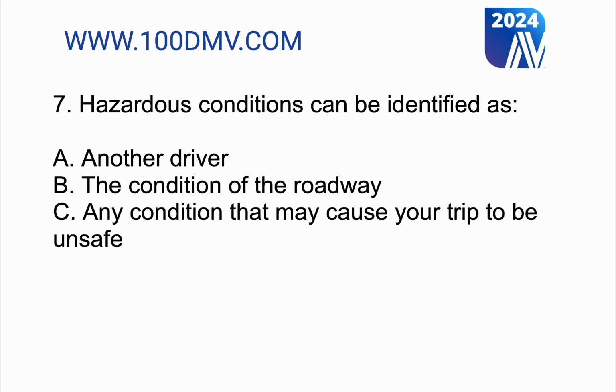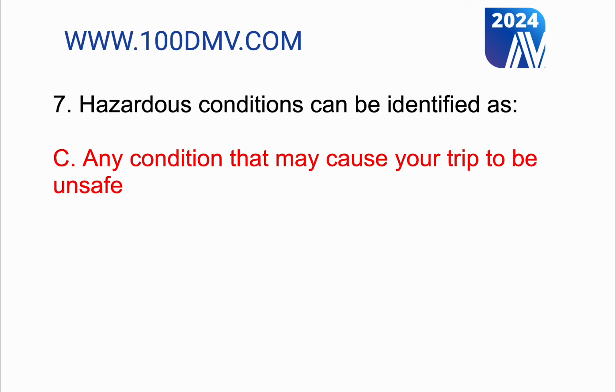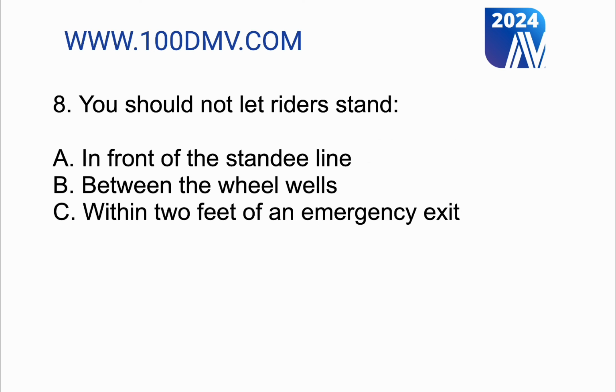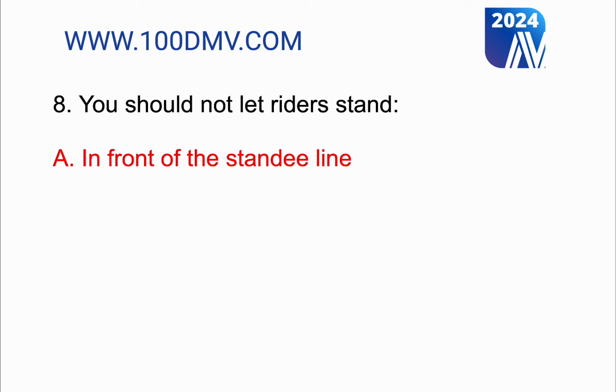7. Hazardous conditions can be identified as A. Another driver. B. The condition of the roadway. C. Any condition that may cause your trip to be unsafe. Correct answer. C. Any condition that may cause your trip to be unsafe. 8. You should not let riders stand A. In front of the standee line. B. Between the wheel wells. C. Within 2 feet of an emergency exit. Correct answer. A. In front of the standee line.